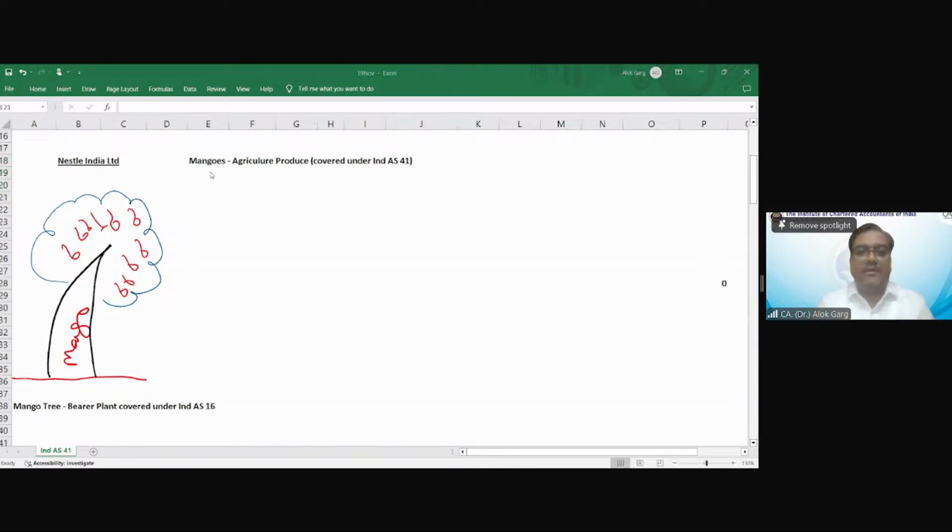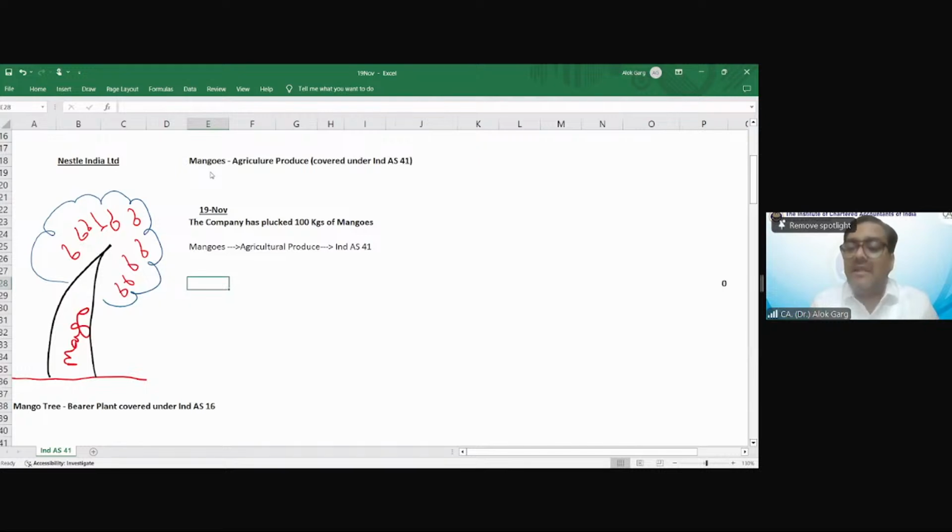Okay. Now let's say today is 19th November. The company has plucked 100 kgs of mangoes. So friends, when this company is plucking these 100 kgs of mangoes on 19th November, these mangoes are agriculture produce, correct? And these mangoes are covered under Ind AS 41. These are agriculture produce to be covered under Ind AS 41.